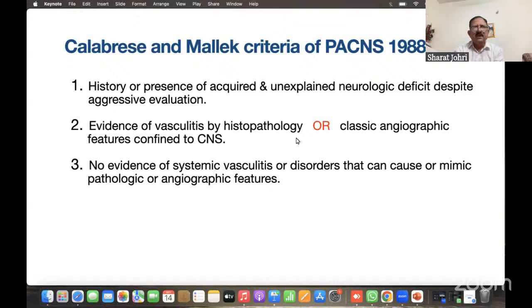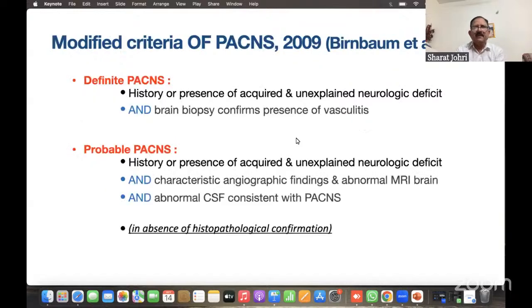thing which was decided with good criteria, but it was modified in 2009 by Birnbaum et al. They said, okay, when we do not have a histopathology, then we should not call it primary angiitis. So they divided it into definite primary angiitis of CNS and probable primary angiitis of CNS.